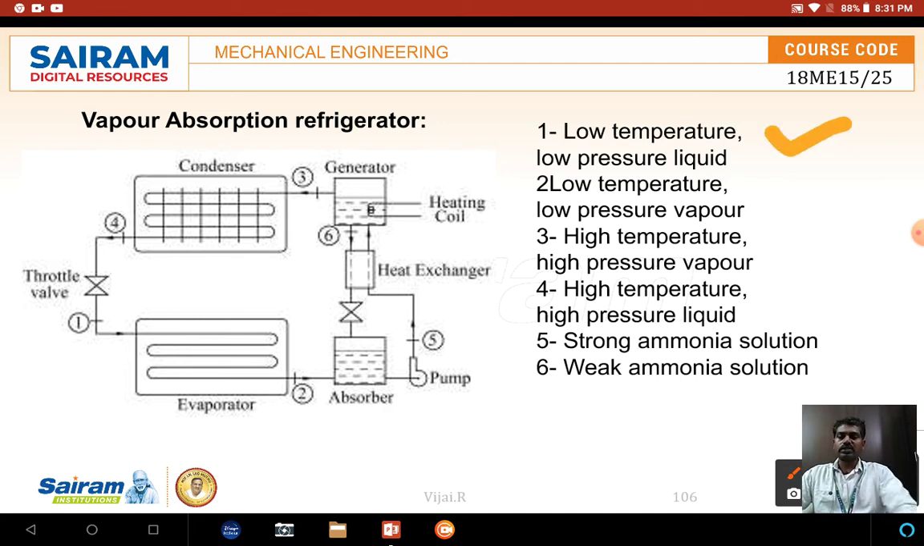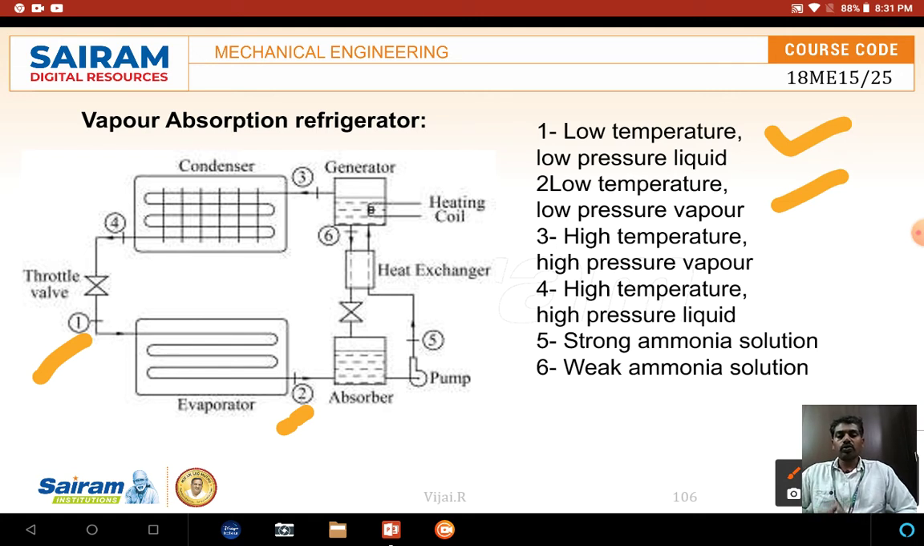Number one, the throttle valve, which allows the high pressure liquid to change to low pressure. It then comes to the evaporator, number two, where on entry into the evaporator chamber the final output will be the low pressure, low temperature vapor.